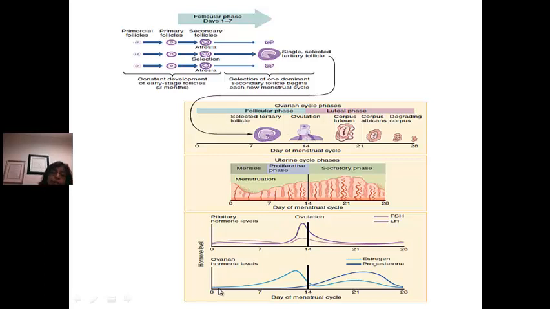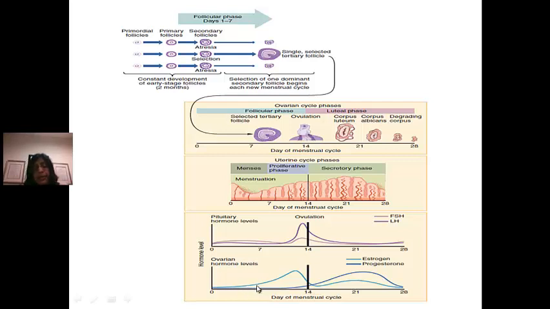So estrogen levels are shown here in blue, and they are very low to start with in this cycle. If you notice here, from 0 to about 3 days, it's like nothing. And as you see, the primary follicles are about to be formed. They begin to assume endocrine function. That's what causes an increase in estrogen levels.